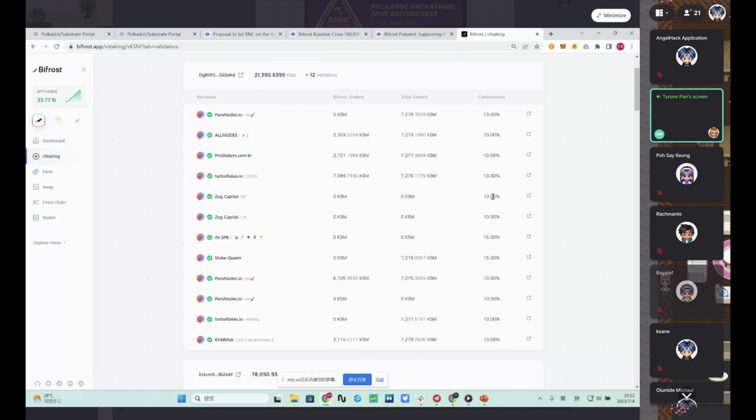And you can see commission is another factor that determines how much score they can get. And the slash history of the validator.